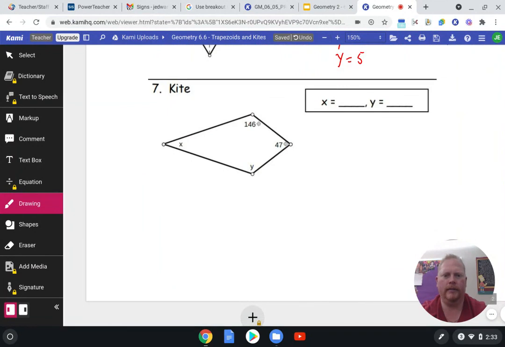All right, number 7. I know a kite is symmetrical, so if this one angle up top is 146, then I know that y is 146. Now, remember how I told you that stuff at the top has nothing to do with stuff at the bottom? That's true. However, that's mainly when we draw diagonals. If we don't have the diagonals, this is still a quadrilateral. It still has a grand total of 360 degrees. So I'm going to add up what I have: 146, 146, and 47.